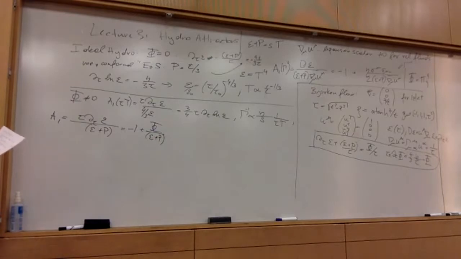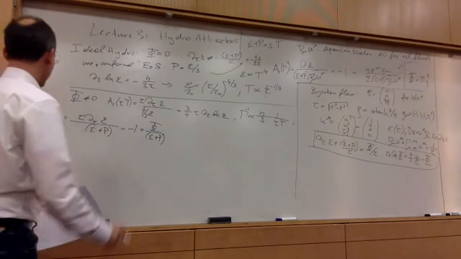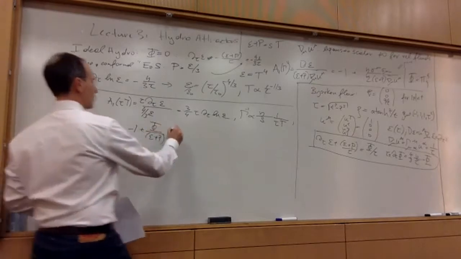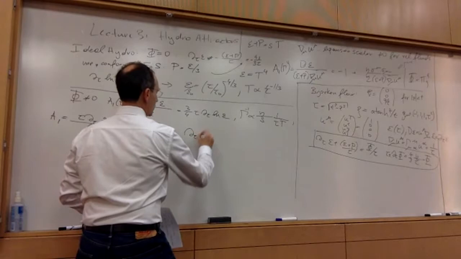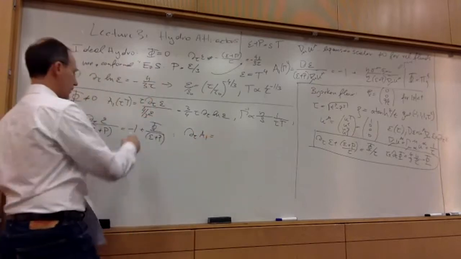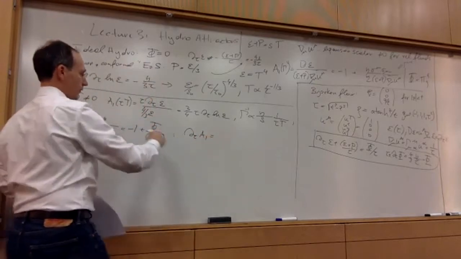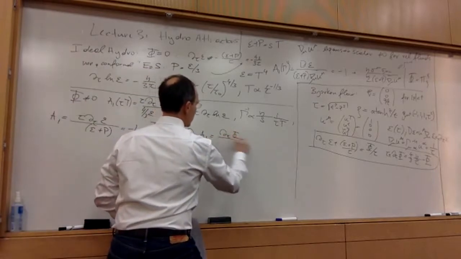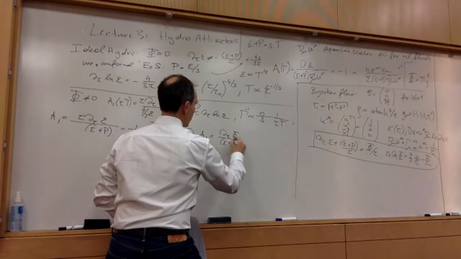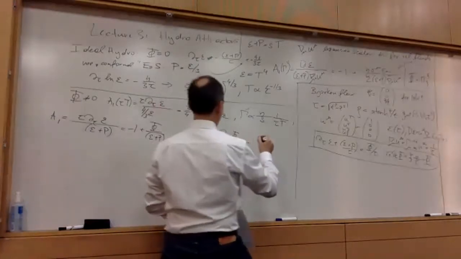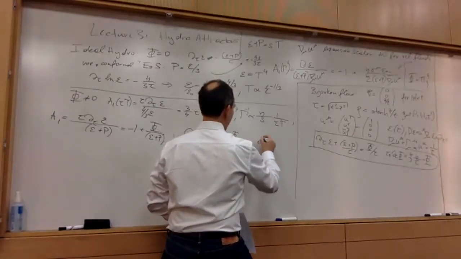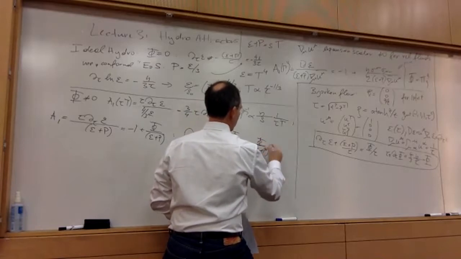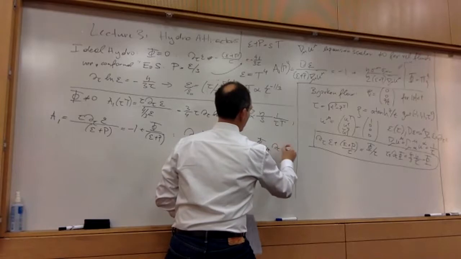What I can then do is take the derivative of this with respect to tau. So d tau A1 is then, this thing drops out, and I have two terms here. I have d tau phi divided by epsilon plus p, minus phi divided by epsilon plus p squared times d tau of epsilon.